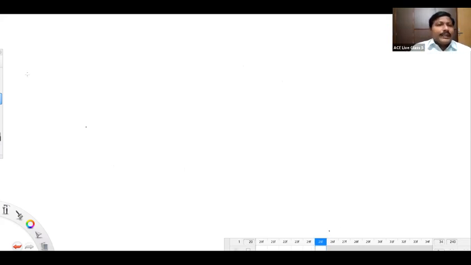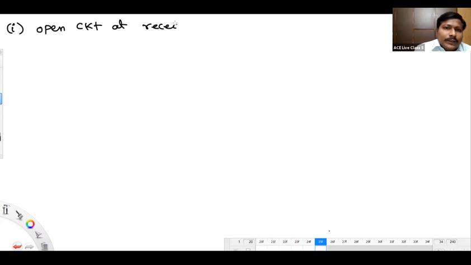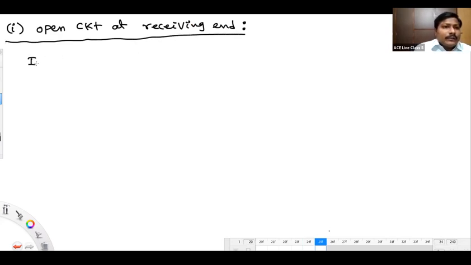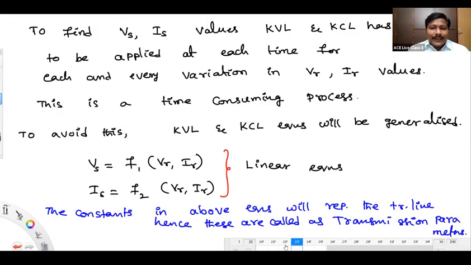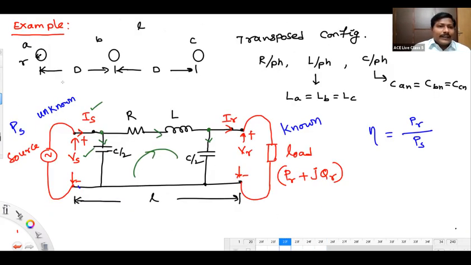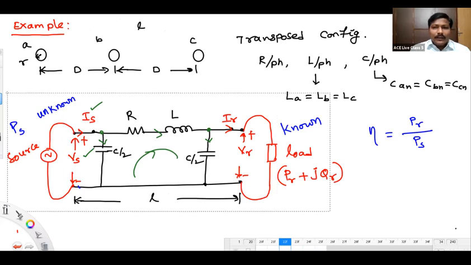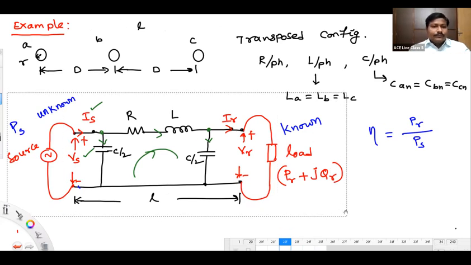Let me show. Case 1. Open circuit at receiving end side. So open circuit at receiving end side means IR is equal to 0, I should say. Receiving end current is equal to 0. So after making that receiving end current value 0, let me copy this diagram, this one.